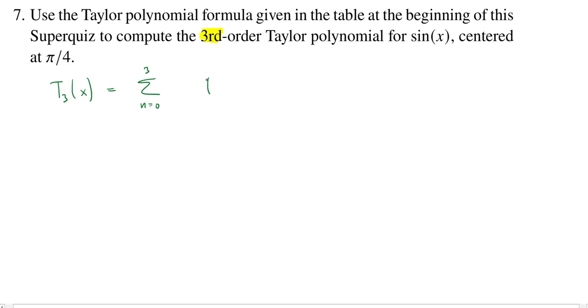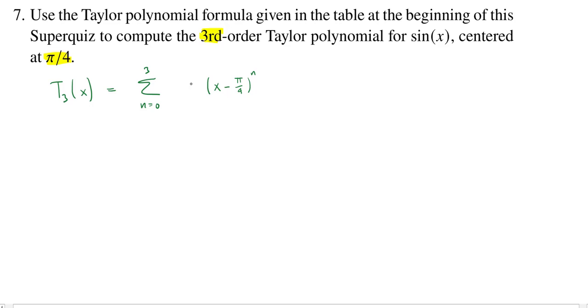First let's write down the polynomial portion of this. So you have x, and it's going to get raised to the nth power. But the center is not 0. The center here is pi over 4. So we need to shift by pi over 4. So we get x minus pi over 4 to the nth power.